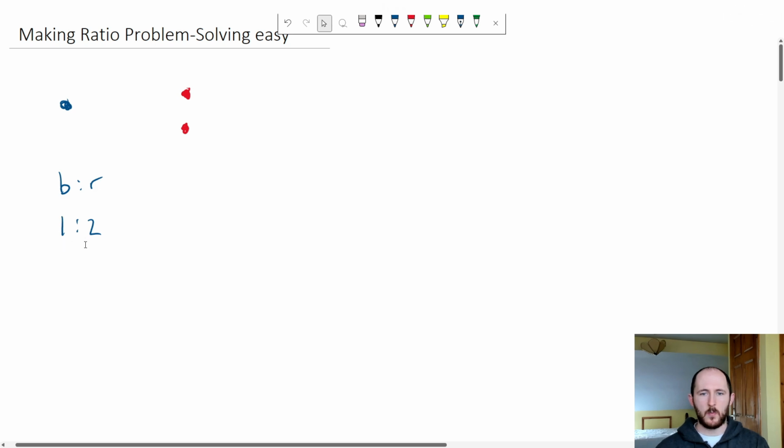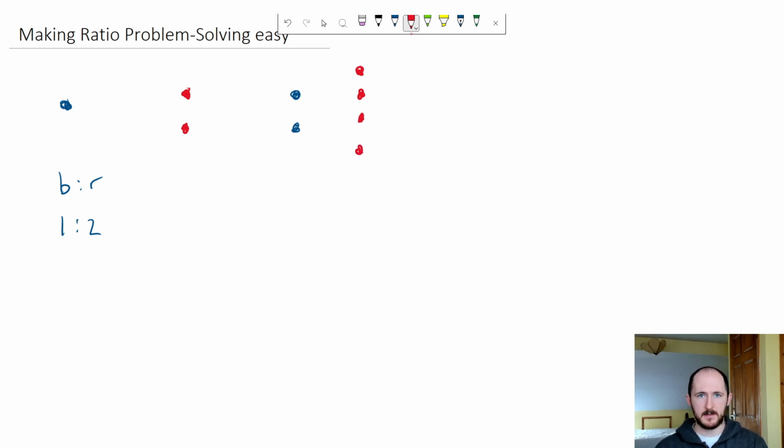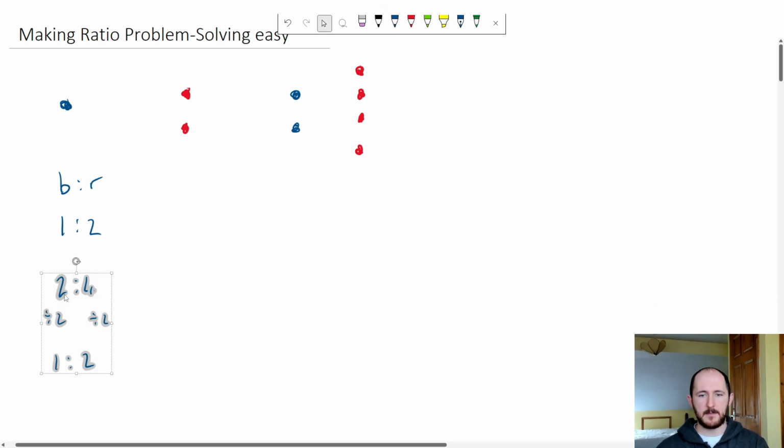So this tells me for every one blue sweet, I have 2 red sweets, which means even if I had, let's say, 2 blue sweets, I would have to have 4 red sweets. So 2 to 4 is actually the same ratio. The reason it's the same is you can simplify both sides by dividing by 2, and you get 1 to 2. So it's actually the exact same thing.